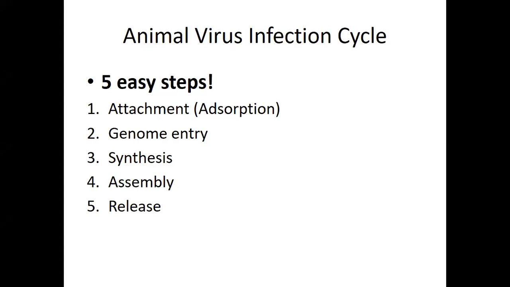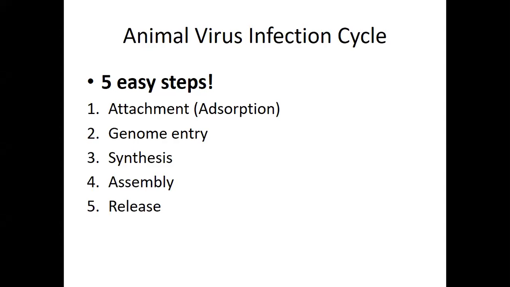So we've talked about bacteriophages. We have mentioned the coronavirus, but we didn't really talk a ton about it. And so what you'll see is there are a lot of similarities, but some slight differences between the infection cycle of an animal virus versus the infection cycle of a bacteriophage. So attachment, genomic entry, synthesis, assembly, and release. So in principle, those 5 steps are the exact same.